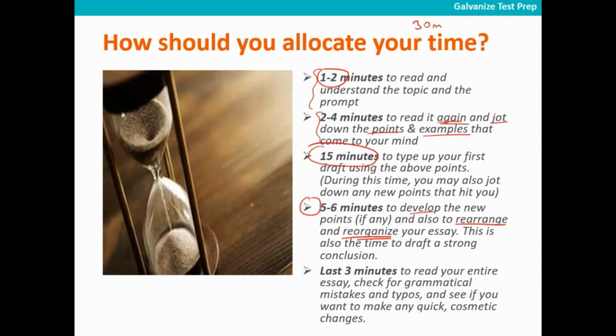Now the last 3 minutes, the reason this is listed as a separate bullet point is because we really take it seriously as a part of the writing process. You're not allowed to not do these last 3 minutes. You must read your entire essay, check for mistakes and typos, and see if you need to make any quick changes. At this time, you do no writing. At this time, you do no additions, you do no subtractions. Just edit and make sure you clean it up.